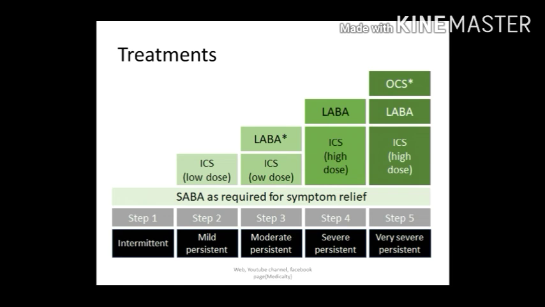In step 3, which is moderate persistent patient, we will also add LABA, long-acting beta agonist. But in step 4, with severe persistent patient, we increase the dose of inhaled corticosteroid. And in step 5, very severe persistent patient, we also add the oral corticosteroid.